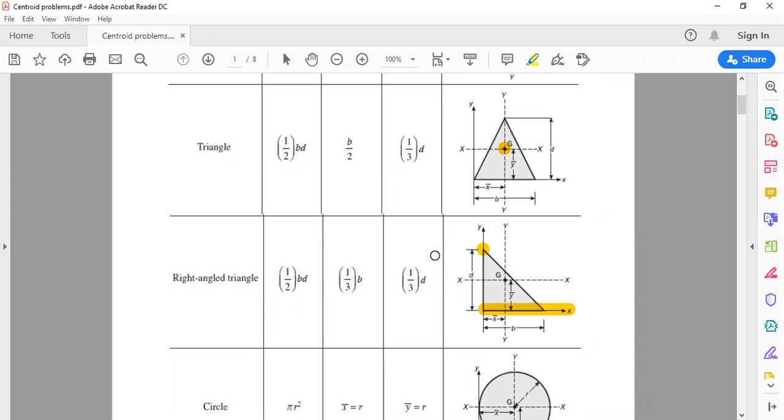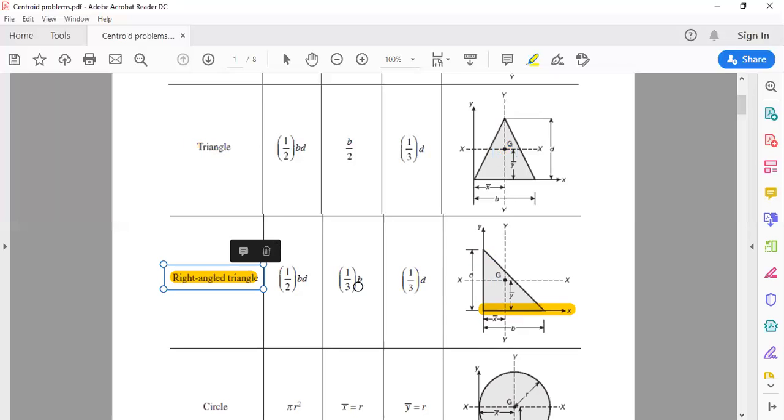So you can just see the difference between this triangle and a right angle triangle. The values here pertain to the location of the reference x-axis and reference y-axis. If these axes change, then the values also change. But we should always remember the basic laws of locating the centroid. Now let us move on to the next diagram.